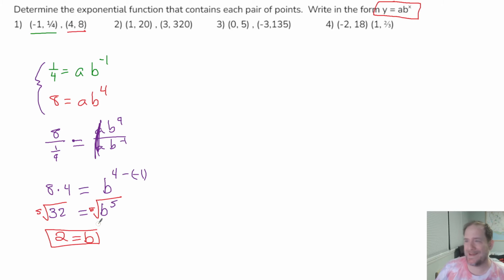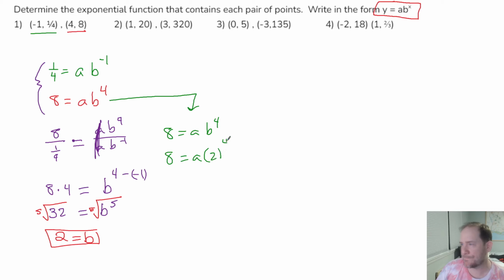Now, to find a, you just take the b that you already found and you plug it back into either equation. In my opinion, the red one looks easier to work with. So I know that 8 is equal to a times b to the fourth. And I know that b is 2. So that means I have an 8 that equals a times 16. And then if I divide both sides by 16, I get 1/2 as my value of a.